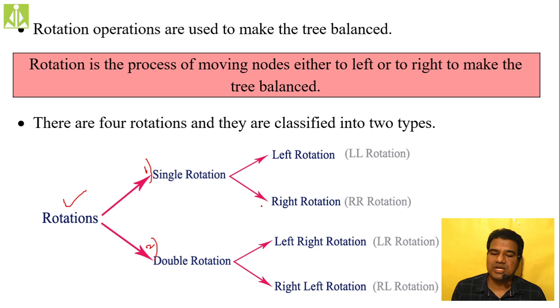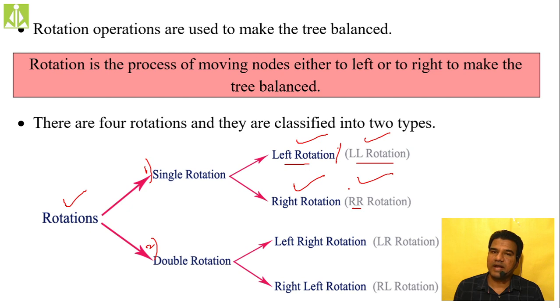In single rotation, we have left rotation, which we call LL rotation. LL stands for left. Then we have right rotation, RR rotation. RR stands for right.